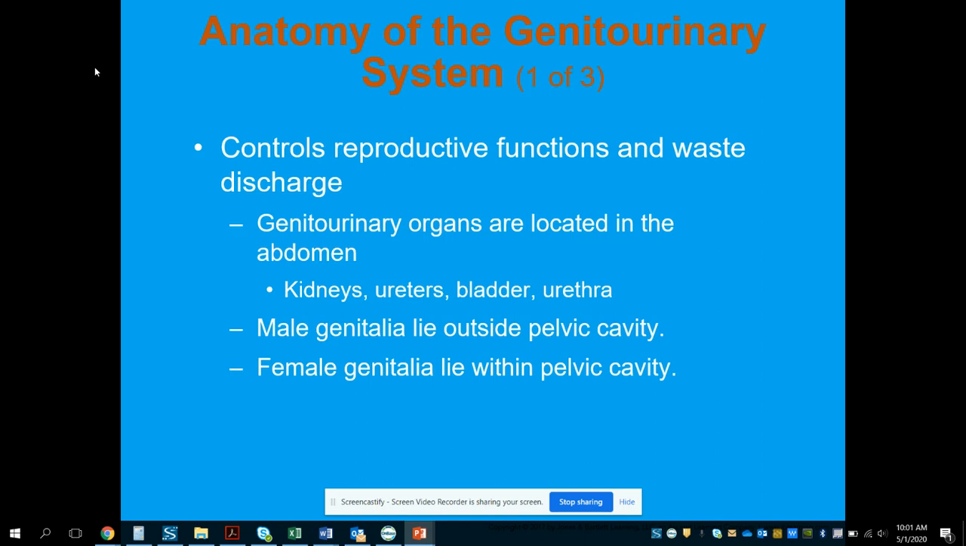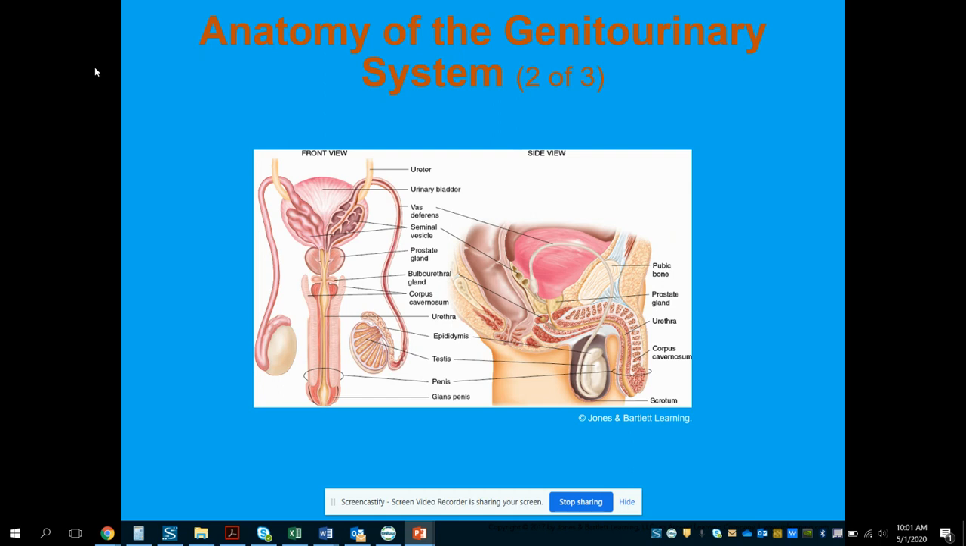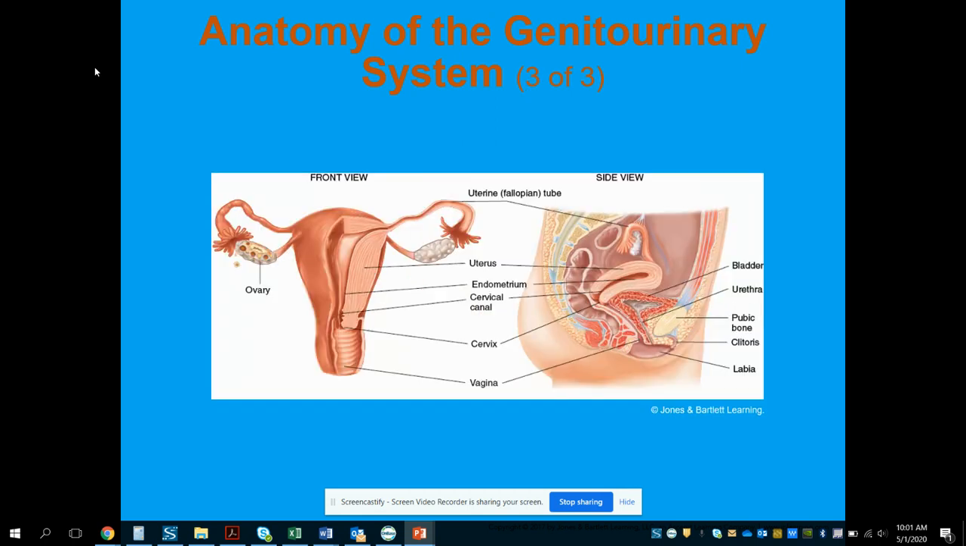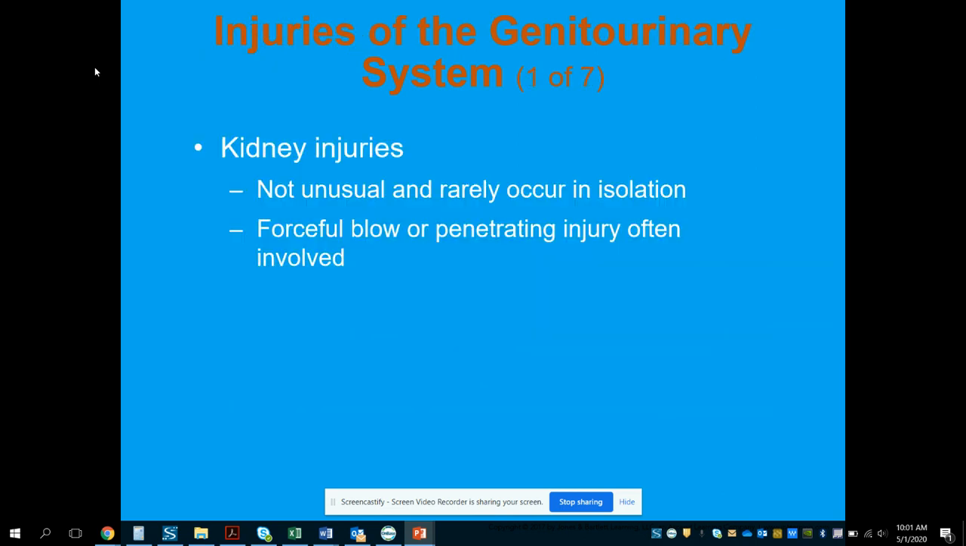Looking at the anatomy of the genitourinary system, it controls the reproductive functions and waste discharge. So genitourinary organs are located inside of the abdomen, and that includes the kidneys, the ureters, the bladder, the urethra. The male genitalia lie outside of the pelvic cavity, and the female lie inside of the pelvic cavity. And so we've seen these images before as far as how all of these work with the urinary system of the male, of the female. And so we're familiar with the organs and the potential for injury that could be there, both internal and external.